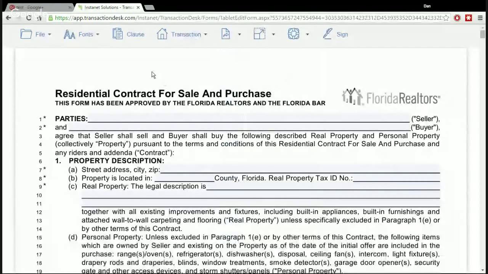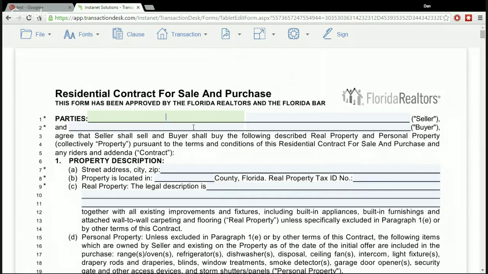Okay, so here we are on the FAR contract. You notice right at the top it talks about the parties. This is the seller, this is the buyer, lines 1 and 2. Very important here, the seller: look at the tax record, make sure the name matches what's on the tax record. If there's a husband and wife, make sure it's got husband and wife on here. If it's a business entity, if it's an LLC, for instance, make sure it's an LLC.